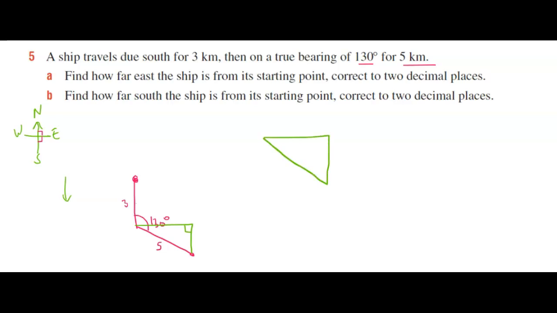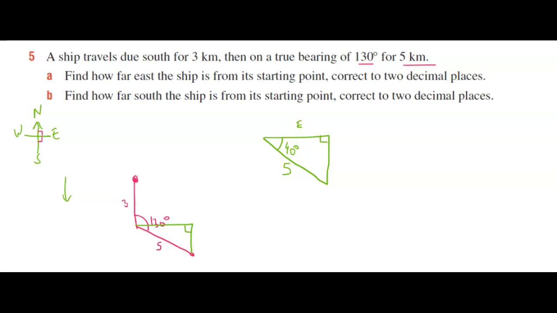With bearings, you're always going to have so many lines and circles representing your angles that it's a good idea to take out the triangle. So this is 5. And this angle here is just 130 minus 90, which is 40. And we want to know how far east. So I'm just going to call that E. E for east, you can call it X, or whatever you like.